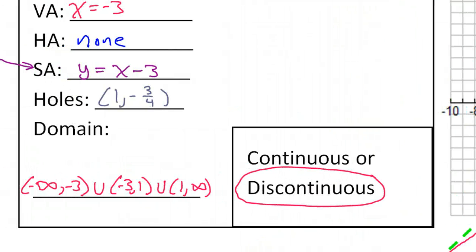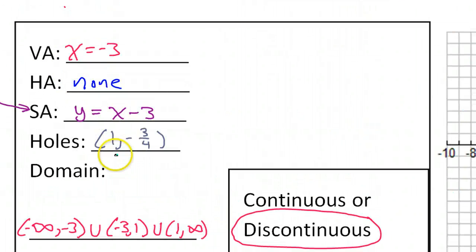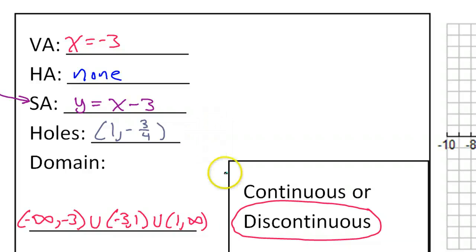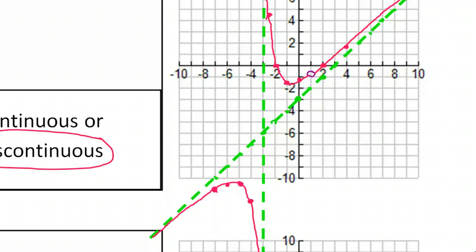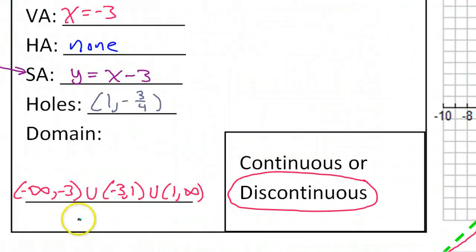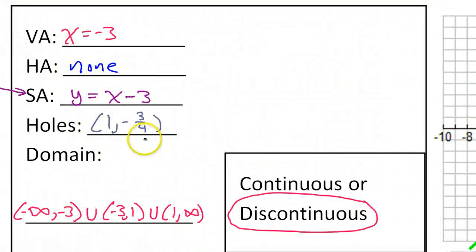Alright, and again, I changed my mind about how I wanted to format the answer part. So just go with it as best you can if your paper still looks different from mine. But continuous or discontinuous, it's definitely discontinuous because it's broken into parts. Now, the discontinuities are the asymptotes and holes.